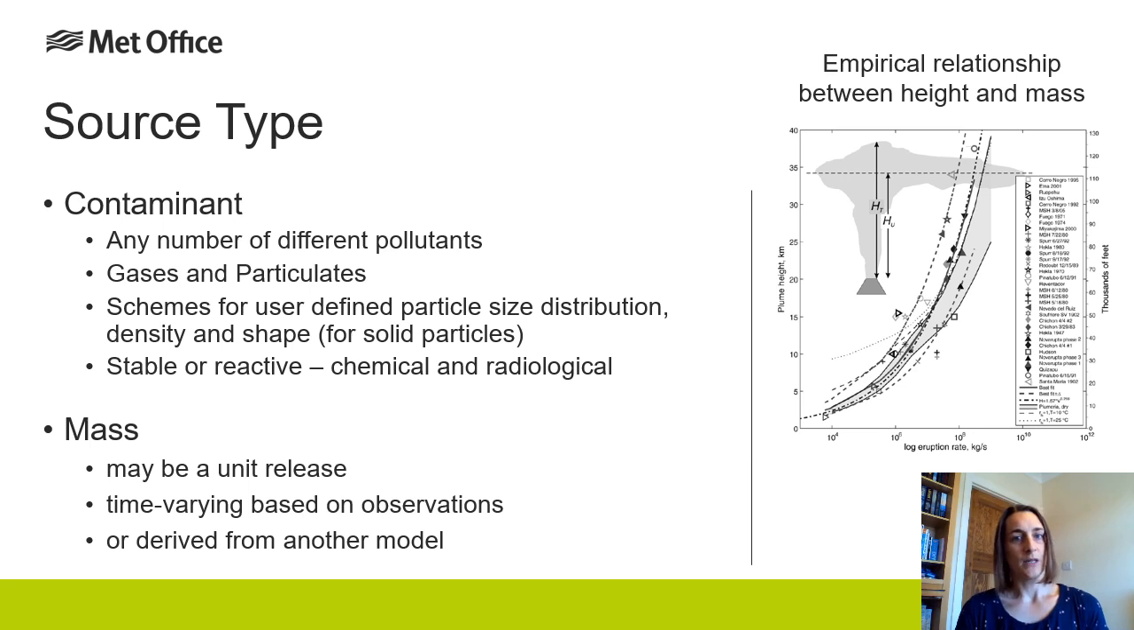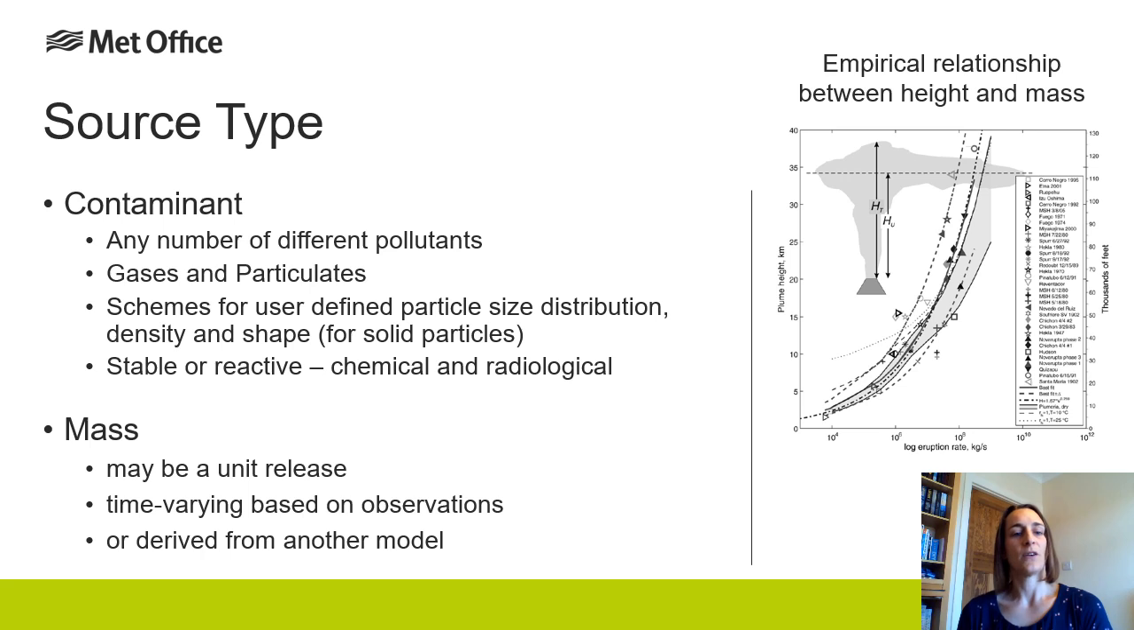I've also talked about NAME being able to do chemistry and radiological decay. And so when you choose your contaminants, you're also able to decide whether you want them to be stable or inert, or whether you want them to be decaying or reacting in some way. So once you've specified what it actually is you're interested in modelling, and sometimes you may not know, and so you can just use what we would call a tracer to work out the basic distribution of something.